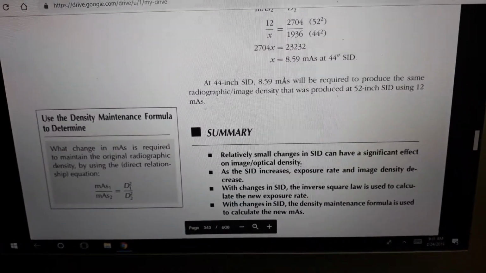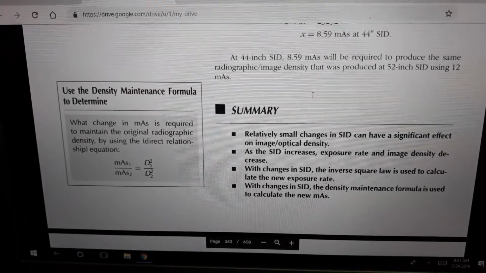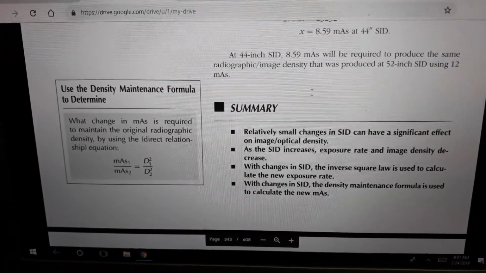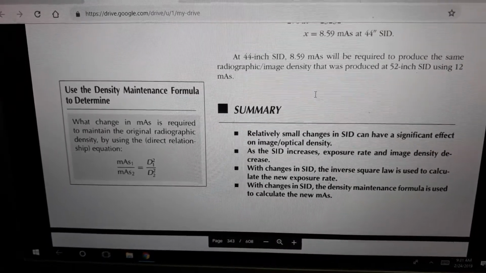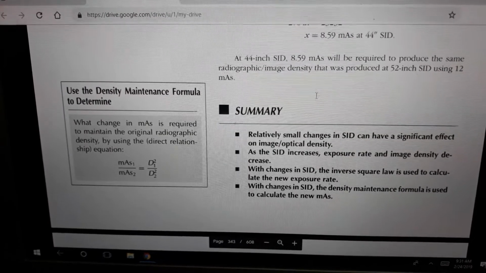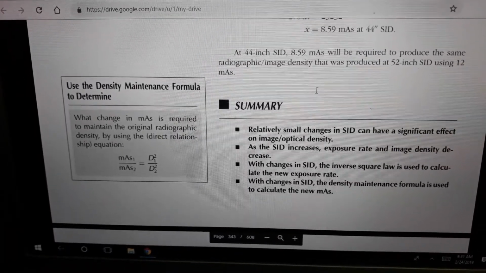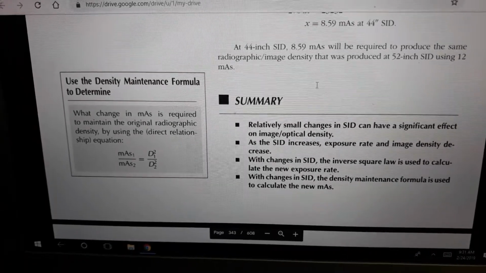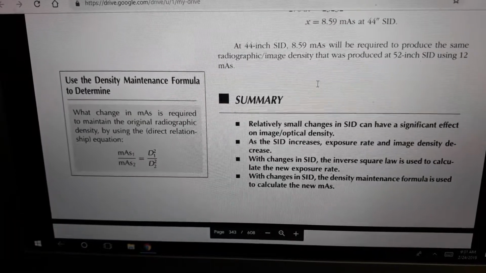Next, use the density maintenance formula to determine what change in mAs is required to maintain the original radiographic density, using the directly related equivalence. mAs1 upon mAs2 equals D1 squared upon D2 squared.